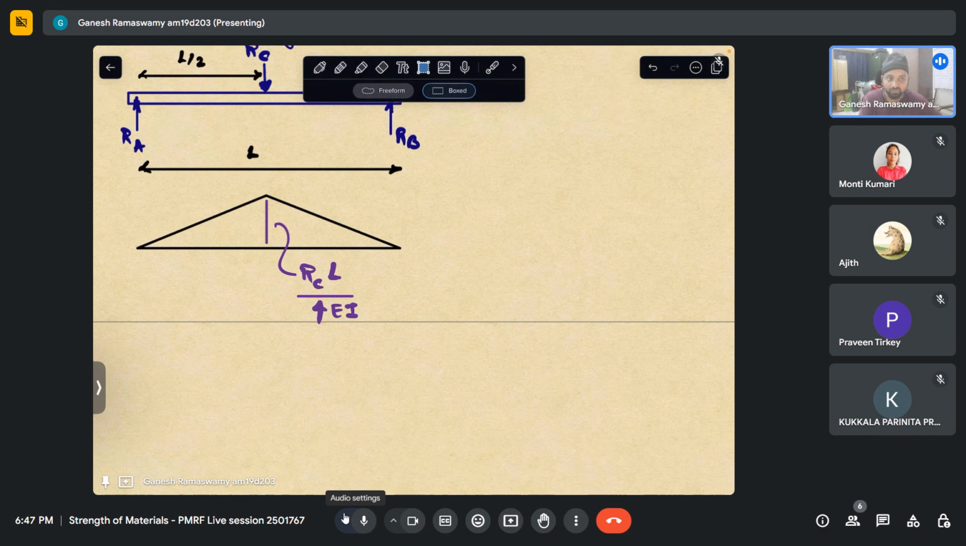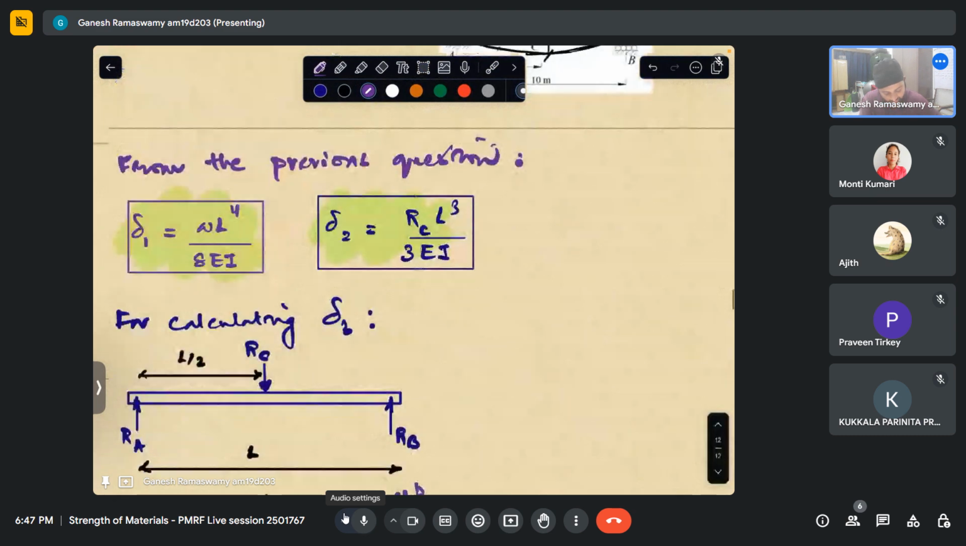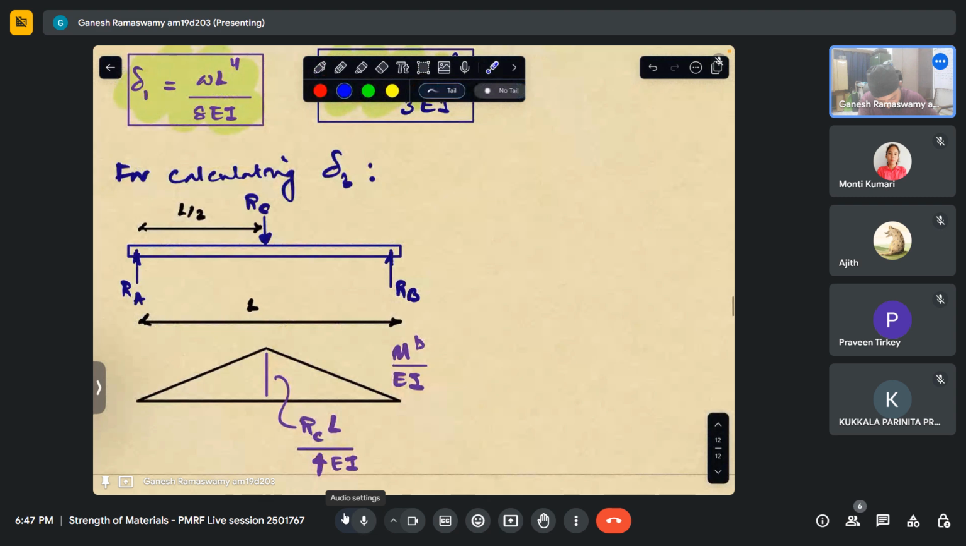I've got the M by EI diagram. Now, the actual beam would deflect something like that. Let me draw it in red. The beam would deflect something like that symmetrically. That is, I have drawn it a bit asymmetrical, I hope you're able to appreciate. That will actually be a very symmetric curve here.